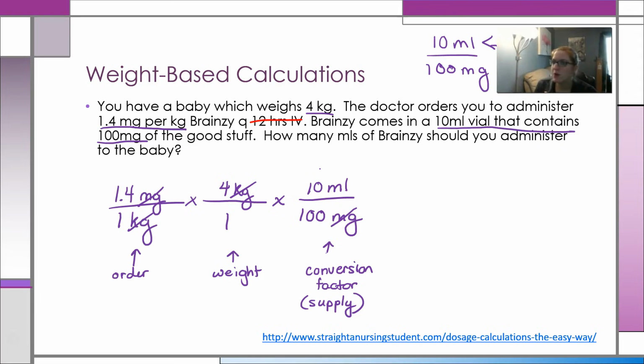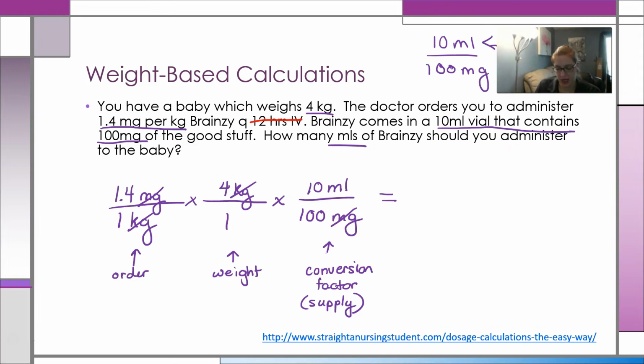Now, is that where we want to end? Do we want to end with milliliters? Look for my final question. You bet we do want to end up with milliliters. So we're going to go ahead and leave it there. And then we can just multiply across the top, across the bottom, and see where we end up.